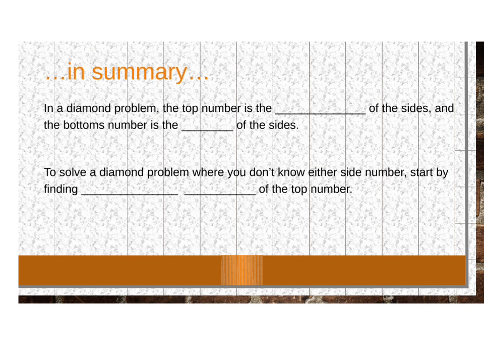So in summary, in a diamond problem, the top number is what of both sides? Turn off the video now and ask yourself what that is. Hopefully you tried. It's the product. What happens when we multiply? And the bottom number is the sum. What happens when we add of the sides?